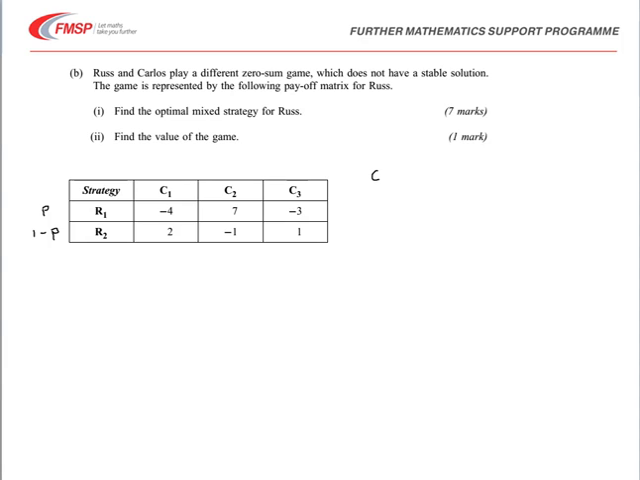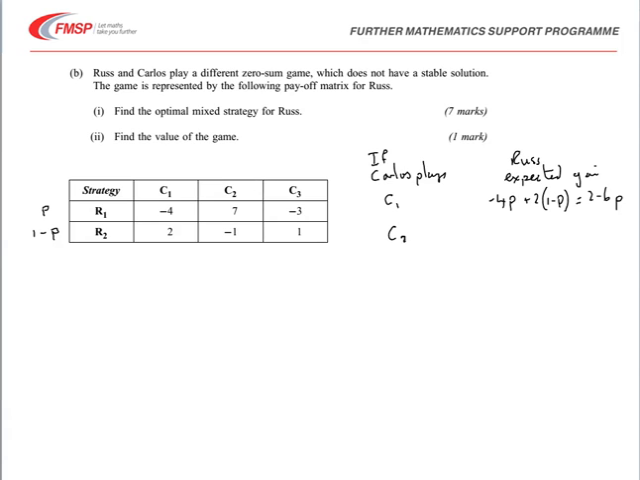So we can say that if Carlos plays a strategy C1, then we can look at Russ's expected gain, and from the table that will be -4 multiplied by p and +2 multiplied by 1 minus p, or in other words that's 2 minus 6p.